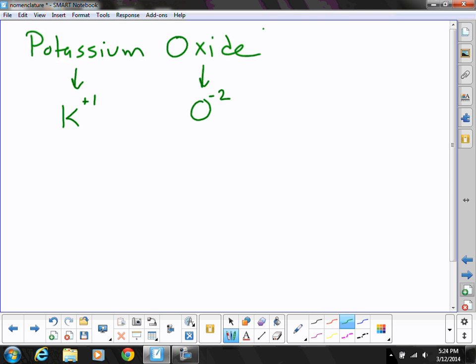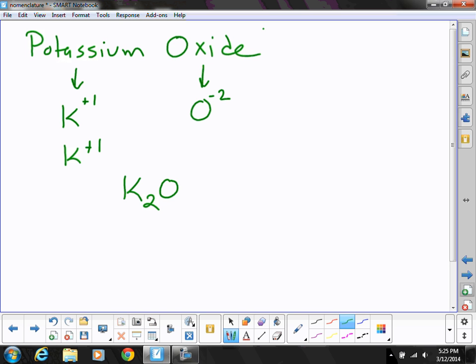And as we talked about the other day when we did the patterns, trying to figure out what the charges would be, we have to have enough positive charge to balance out negative charge and vice versa. So I've got a +1 here and a -2 on this side. I don't have enough positive charge, so I'm going to need another potassium. So 2 +1s would balance with my -2, and so the formula for potassium oxide is K2O.